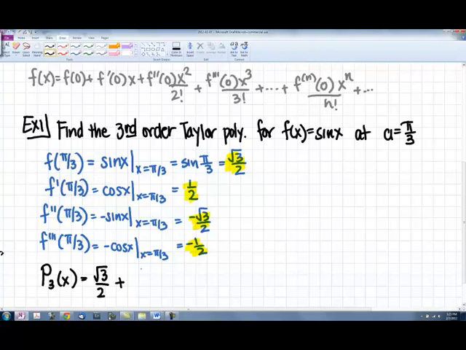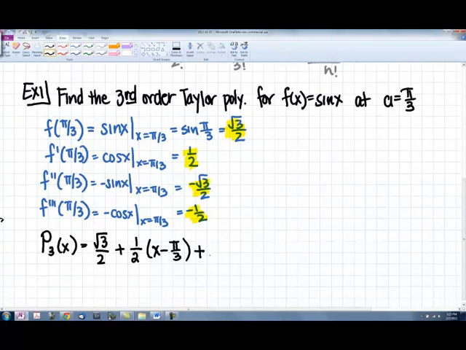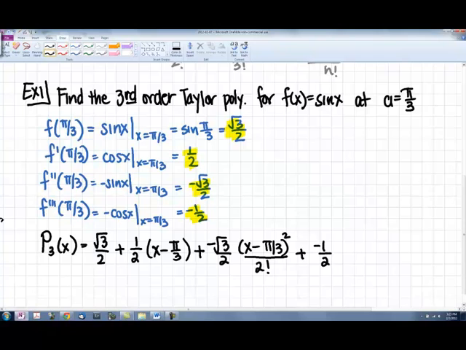Plus f prime of a, so our first derivative that we have, which is 1/2, times x minus a, and I'm going to plug in pi over 3, plus f double prime, so that's a negative radical 3 over 2, times x minus a, which is pi over 3, and I still have to divide by 2 factorial, so squared here. And then I'll have f triple prime times x minus a cubed over 3 factorial.